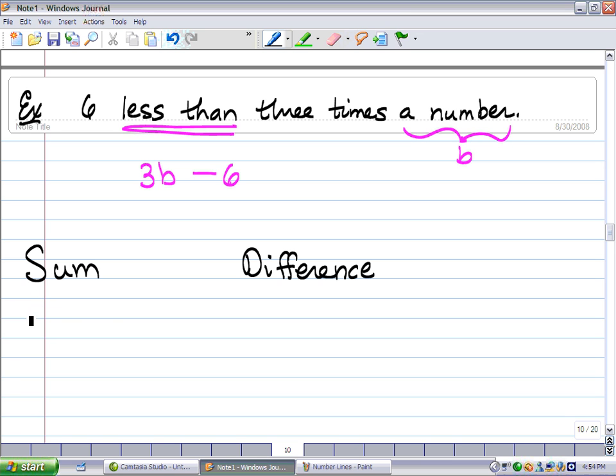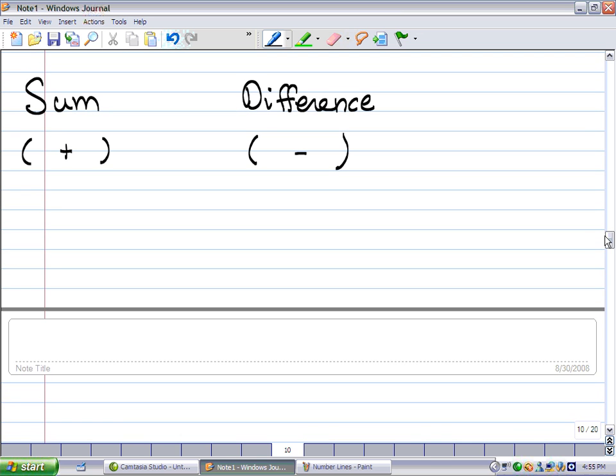Sum is the answer to an addition problem. So when you see the word sum, think about a plus sign inside of parentheses. When you hear the word difference, difference is the answer to a subtraction problem. So think about the difference inside of parentheses, a subtraction inside of parentheses. The same is true with product, which is multiplication, and quotient, which is division. But it's not as important for those because order of operations puts multiplication and division ahead of addition and subtraction.